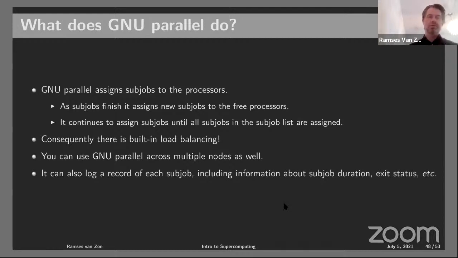But just to reiterate, GNU Parallel is sort of a scheduler within a scheduler. We've asked Slurm for certain resources, and it gave them to us, say 16 cores. And now it's GNU Parallel's task to make sure that those cores are used as much as possible. As long as there are subjobs available, it will keep the cores busy. And so we're effectively load balancing in this way.